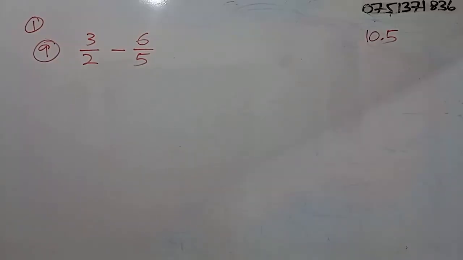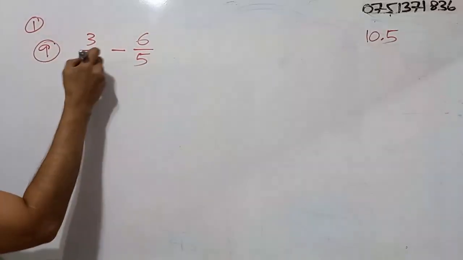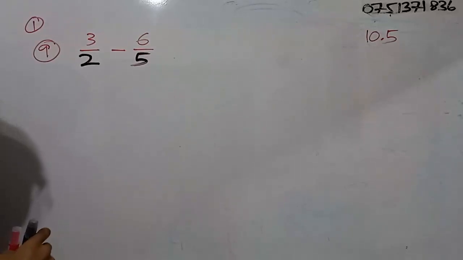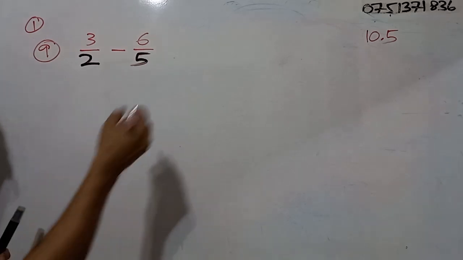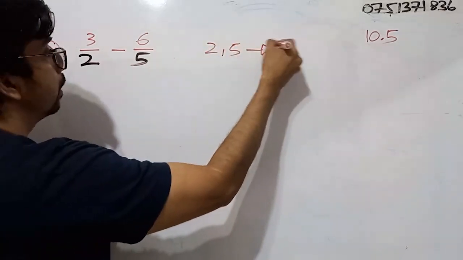Okay. So here we have two fractions. Denominators are different, right? The denominators are 2 and 5. So the least common multiple of 2 and 5 will be what? 10.